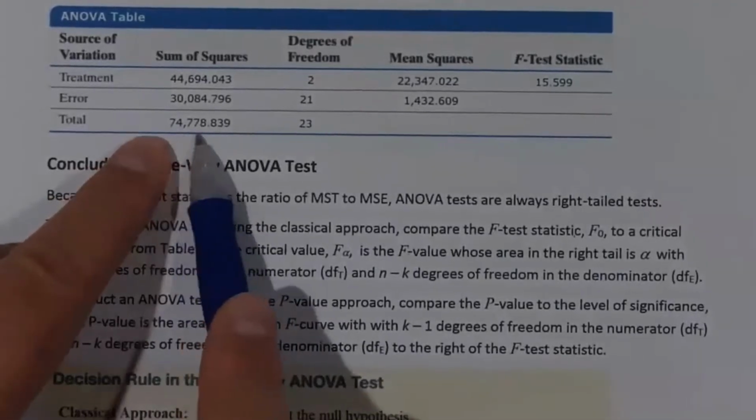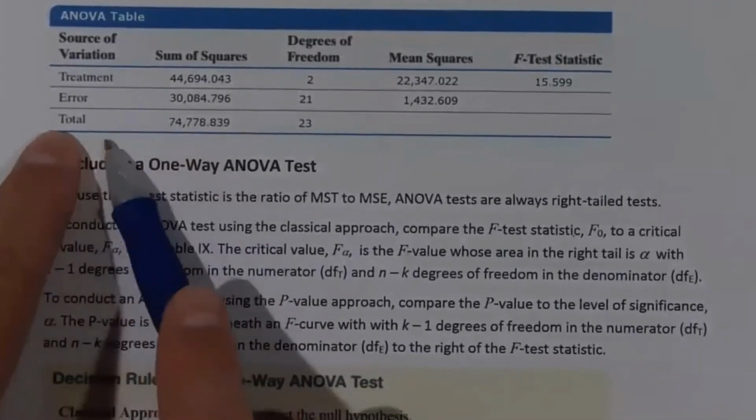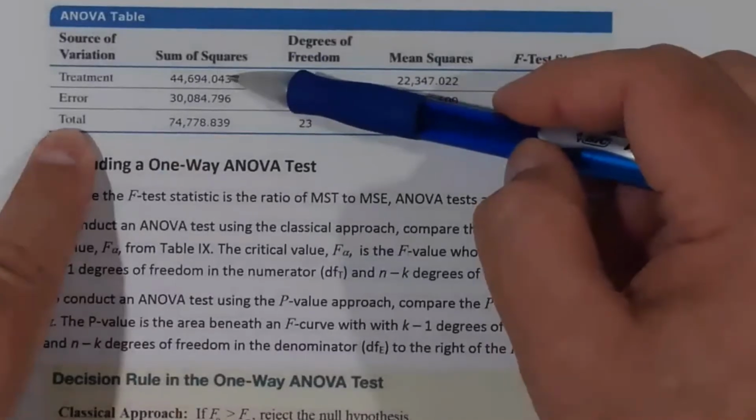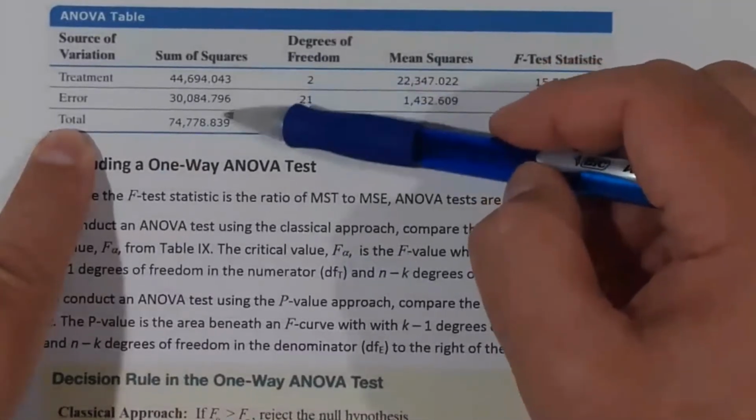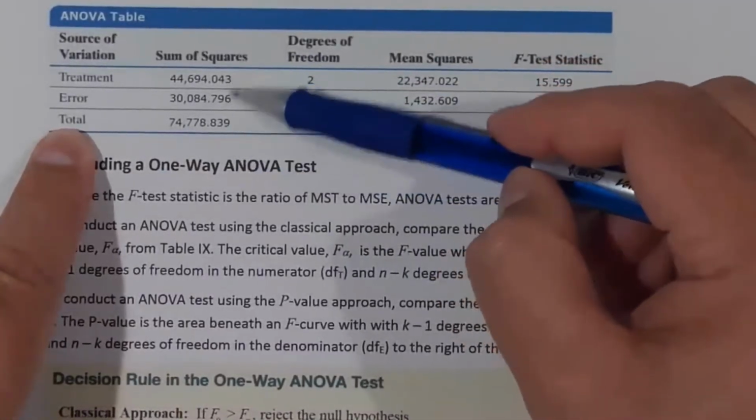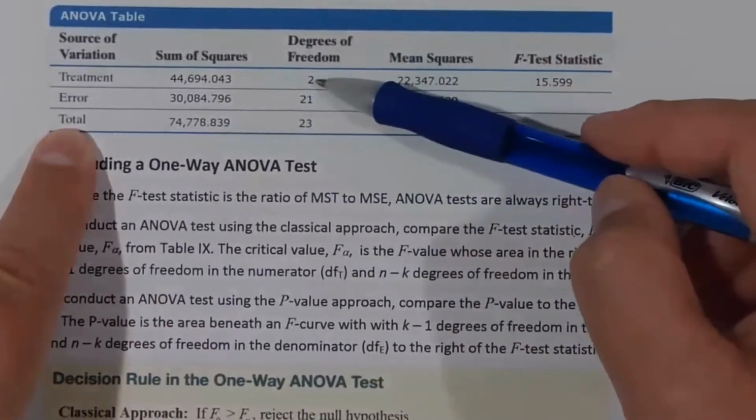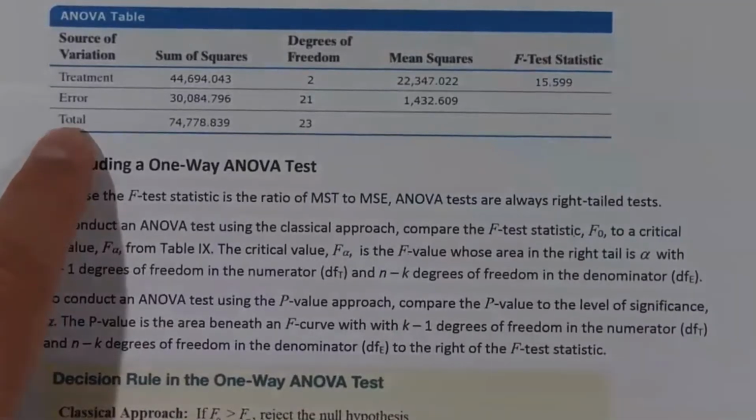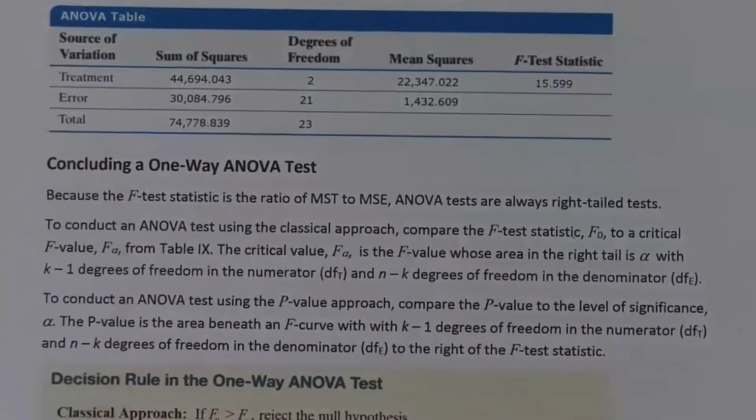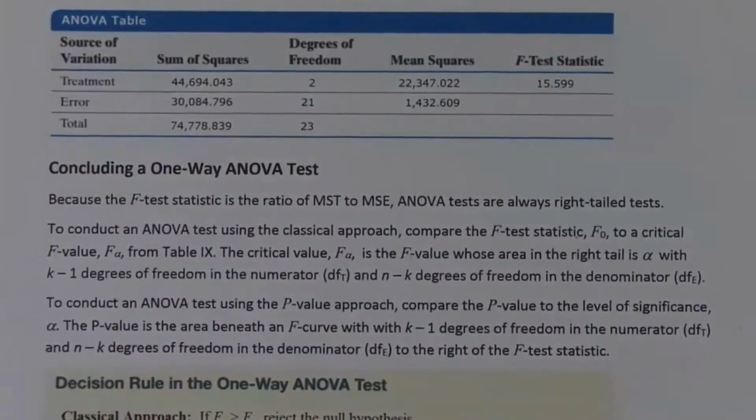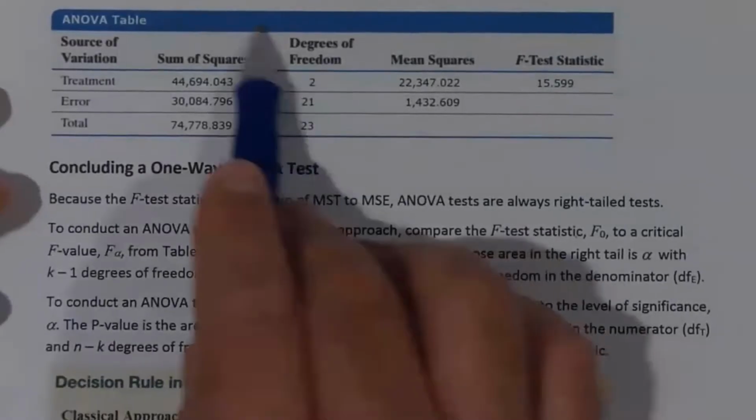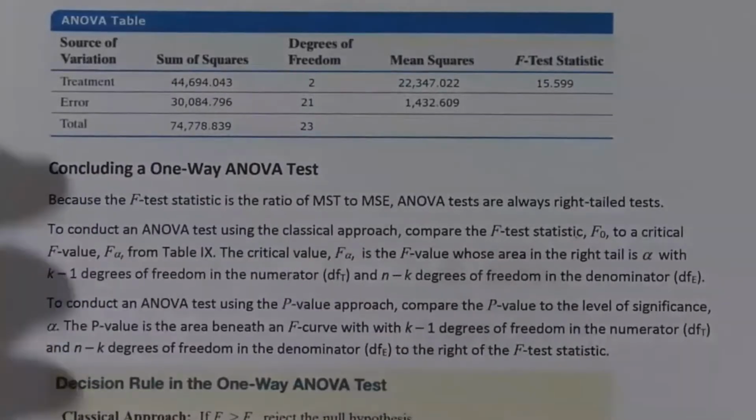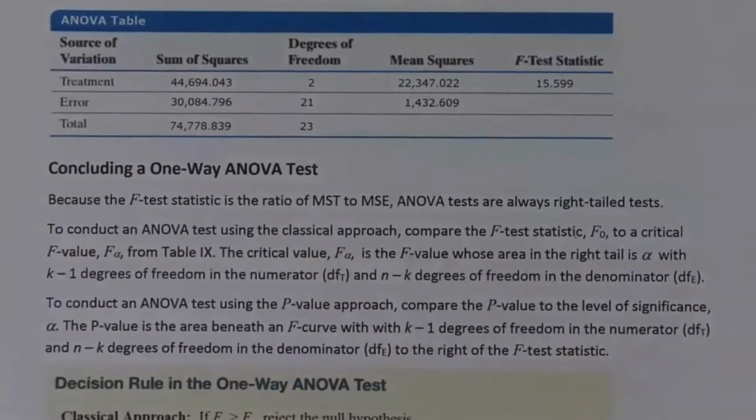This number right here, the 74,738, that is the total. And so that's just these 2 added up. So the total sum of squares is going to be these 2 added up. And the total degrees of freedom is going to be these 2 added up. We don't do that for the mean squares or anything else. Now, when we do ANOVAs using technology, usually the technology is going to give us our information in the form of an ANOVA table. So that's why I've addressed that here.